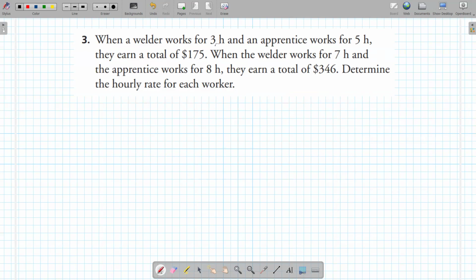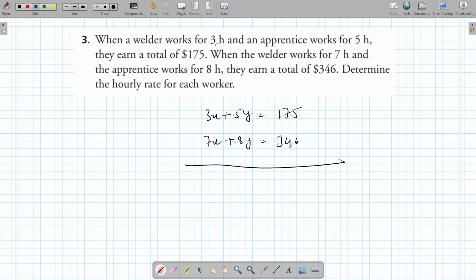So what is the equation here? We should get two equations. 3x plus 5y equals 175. What about the other one? 7x plus 8y equals 346. So what should we use? Probably elimination. They both work, like I've said multiple times.